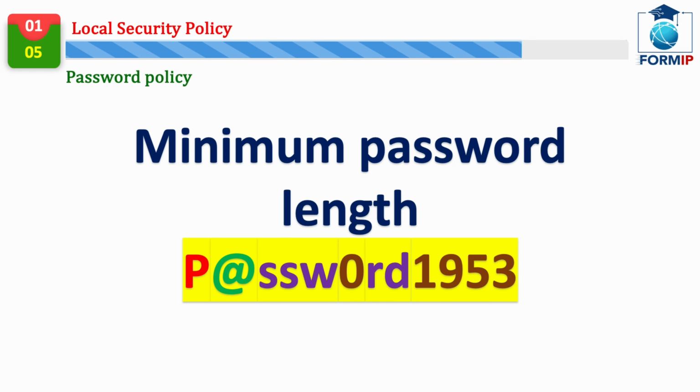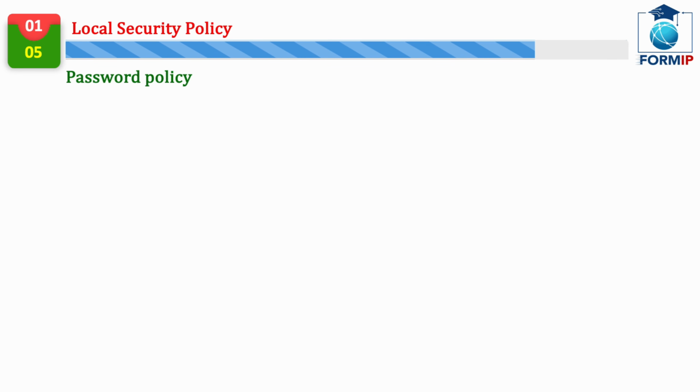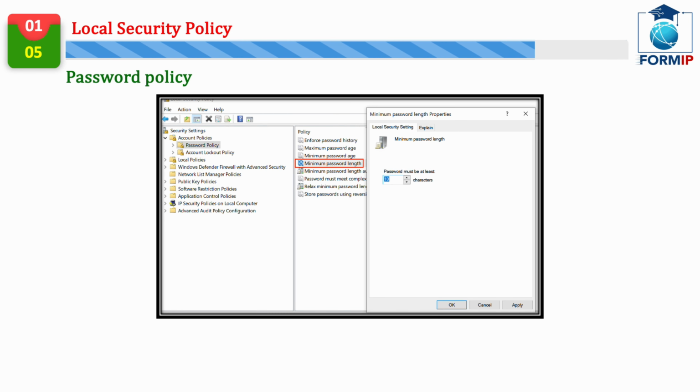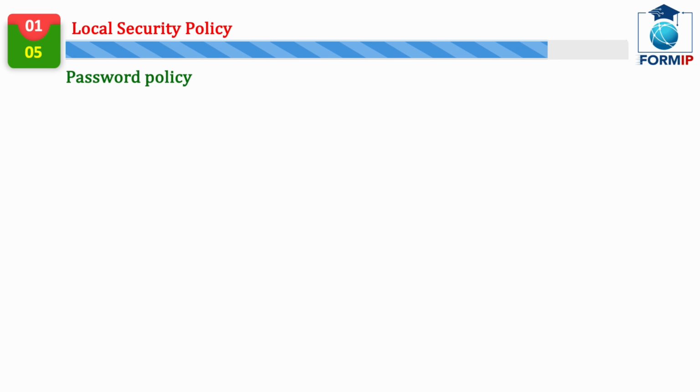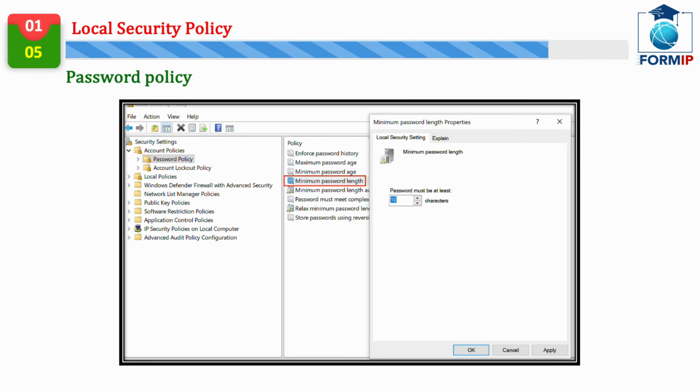Minimum length. Then, to further increase the password difficulty, you can increase the minimum password length. The longer the password, the more secure it is. To do this, simply click on Minimum Password Length and enter a minimum value. For the example, I decide to put at least 10 characters.